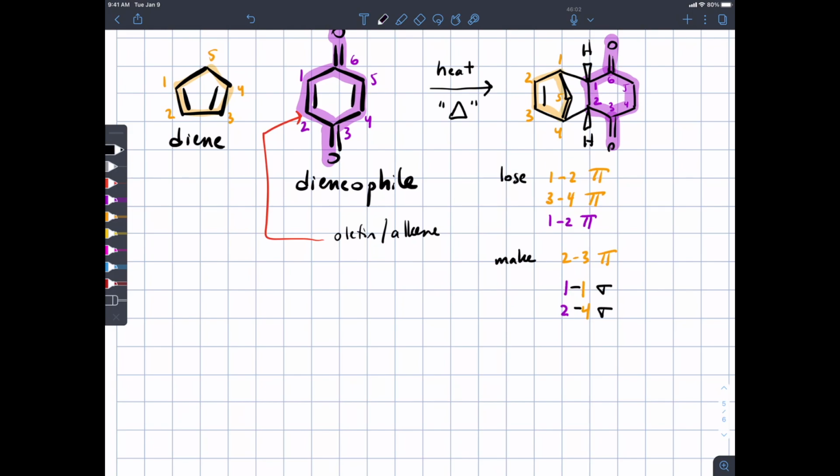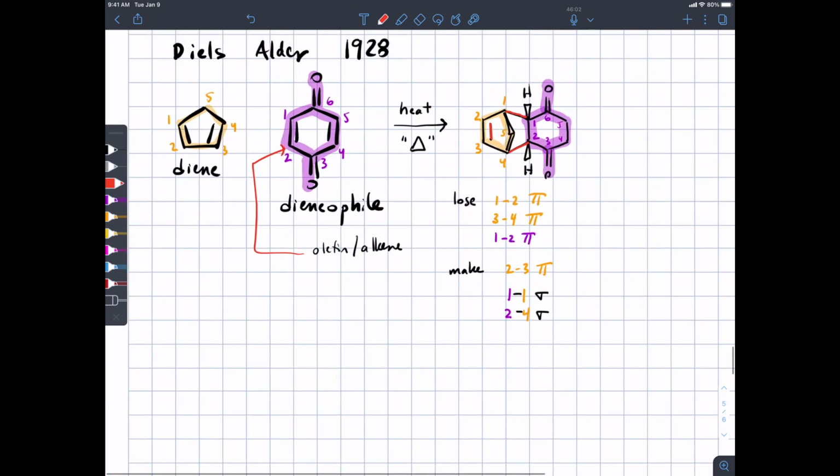All right? So these are the bonds that we make. I'm sort of highlighting them in red. All right. So that was the initial discovery.